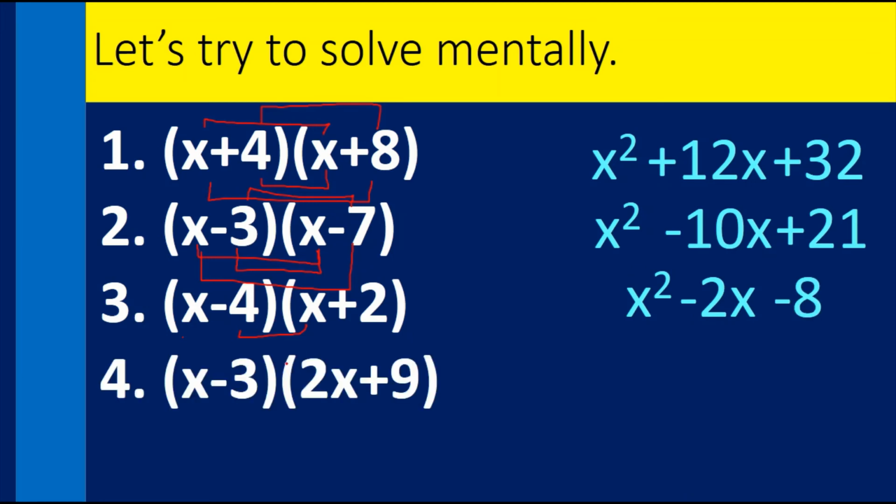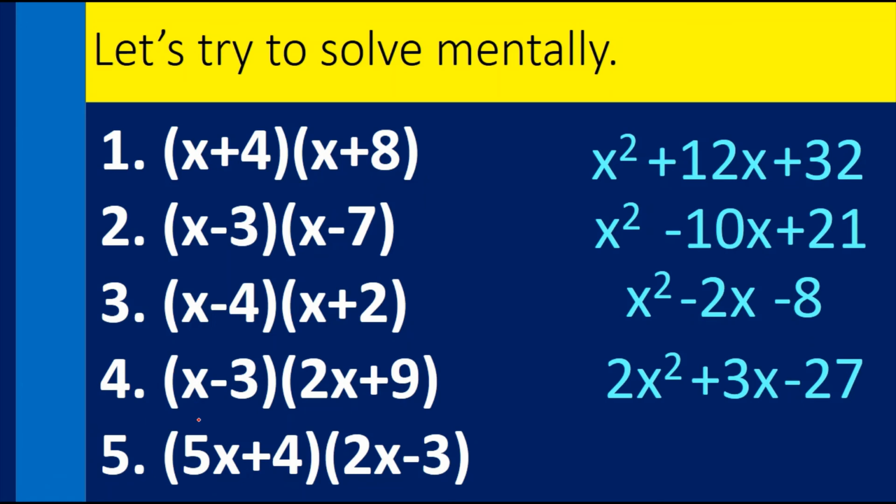Example number 4. So, first terms, x times 2x equals 2x squared. Inner terms, negative 3 times 2x, we have negative 6x. Then, the outer terms, x times 9, 9x. So, 9x plus negative 6x equals positive 3x. And then last term, negative 3 times positive 9 equals negative 27.